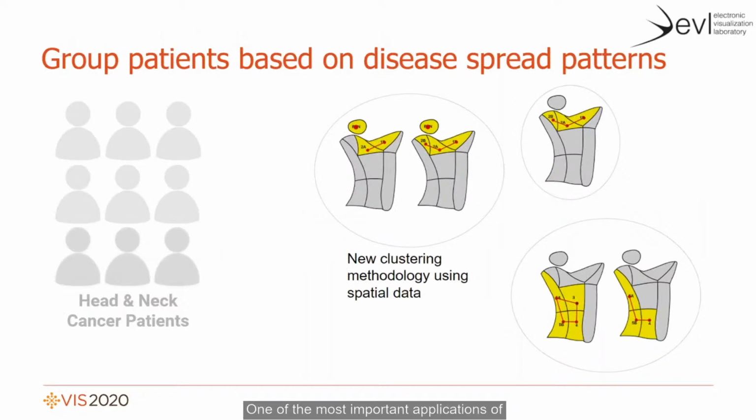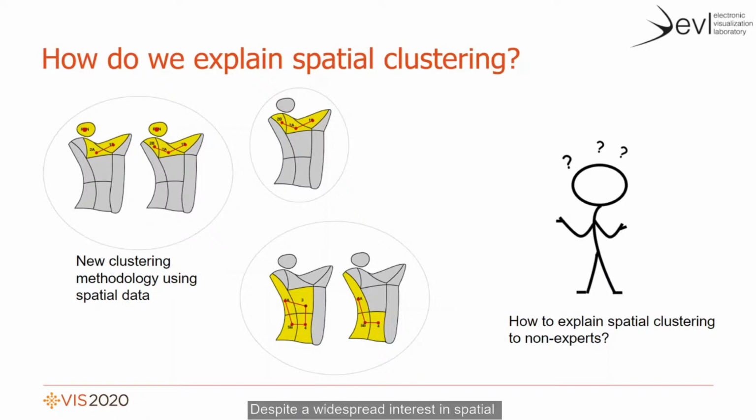One of the most important applications of machine learning to cancer research is the clustering of a patient cohort into groups associated with different risk factors. This application is known as patient stratification. However, clustering methods typically do not account for spatial data. In our case, head and neck cancer researchers are seeking a clustering method that accounts for the patient's spatial disease spread. Despite a widespread interest in spatial clustering techniques for patient stratification, their adoption in healthcare is stifled by the difficulty in understanding the inner workings of such methods.